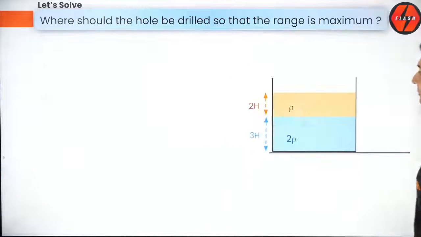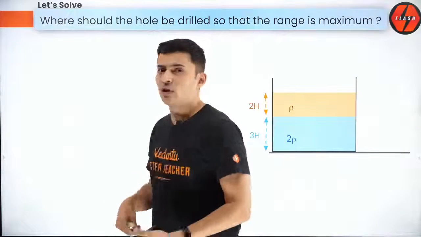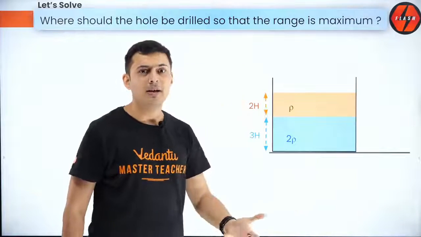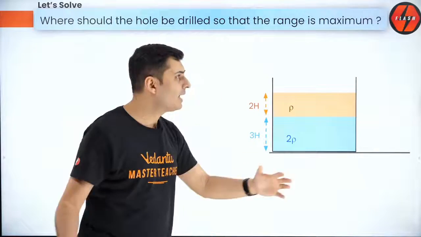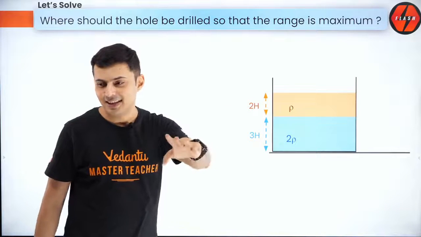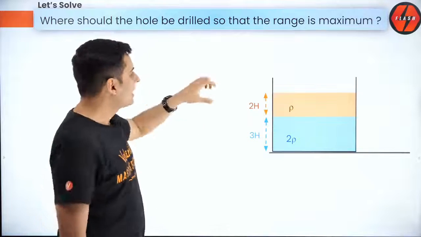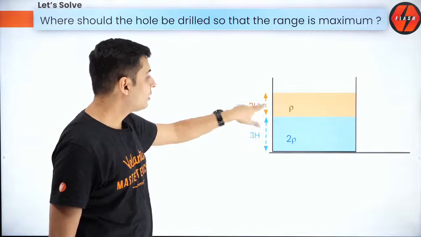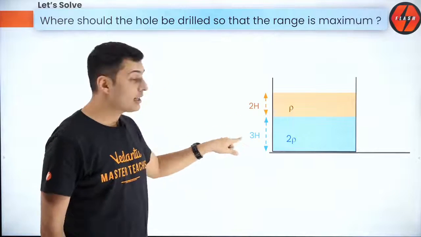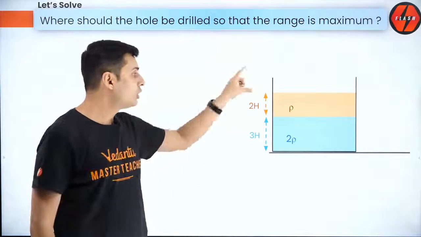Now this is such a beautiful problem, and this problem has been solved by such ridiculous, such random and such lengthy methods in so many books and by so many people. I really don't like it. We are going to solve this problem in a very beautiful way. Okay, so here is the thing, guys. There are two liquids. One liquid is 2 rho, other liquid is rho. This liquid has been filled till a height of 3h. The upper liquid has been filled till a height of 2h.